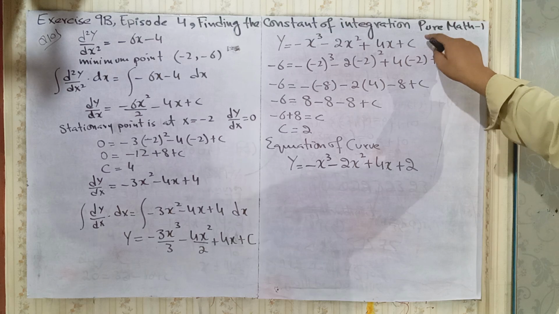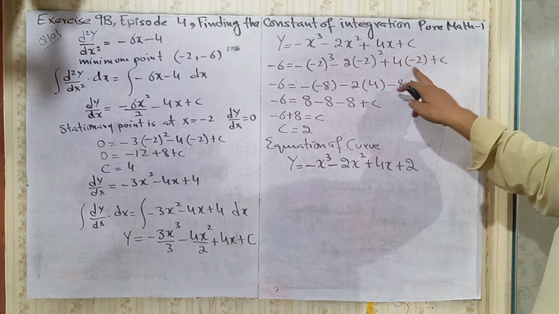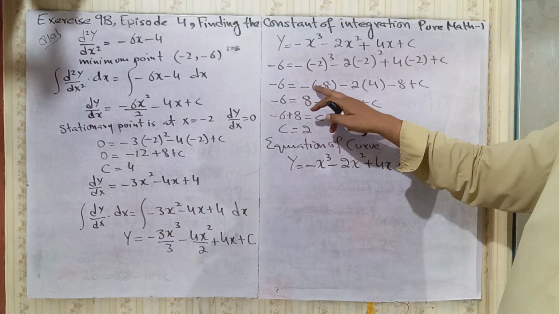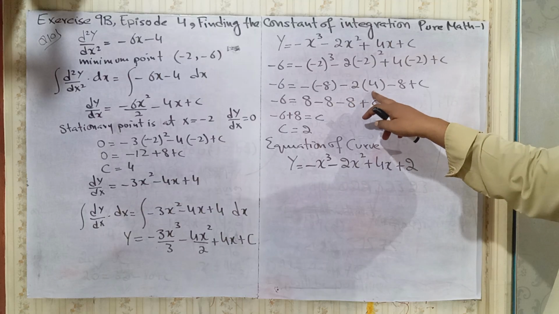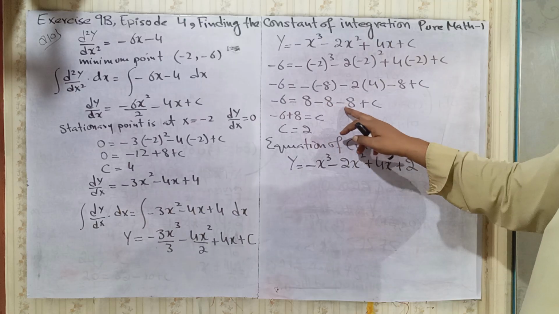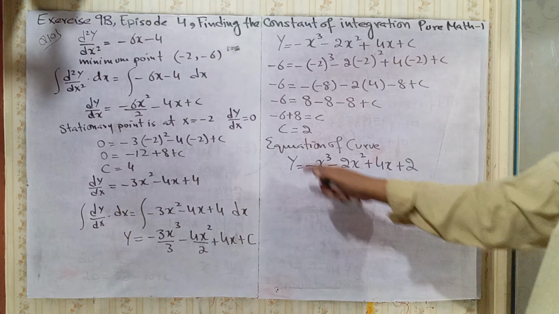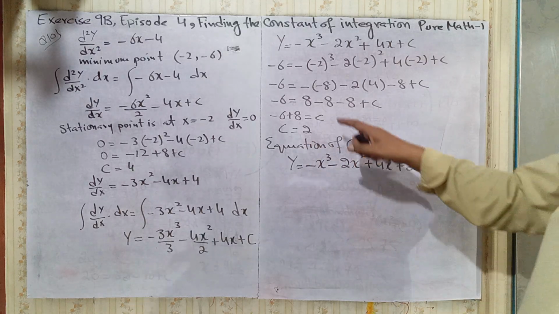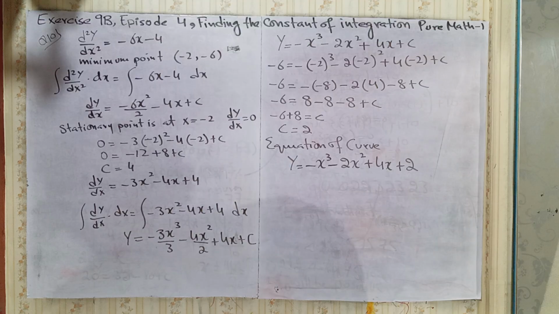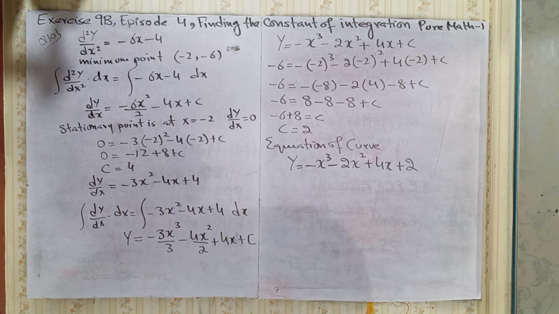I want to find the value of this c. So in the place of y, I will substitute minus 6, and in the place of x, I will substitute minus 2. So minus 6 will be equal to minus, and this becomes minus 8, minus 2 into positive 4, minus 8, plus c. So minus 6 equals positive 8, minus 8, plus c. This and this cancel, and the minus 8 goes to the other side, it will add there. So you will have c equals 2. The value of the constant of integration here is 2. So the equation will become y equals minus x cubed minus 2x squared plus 4x plus 2. This is how you will find the equation of this curve.